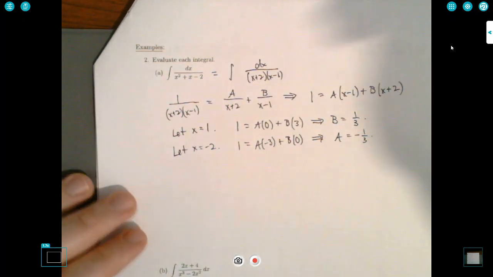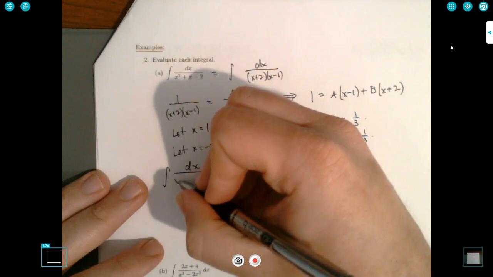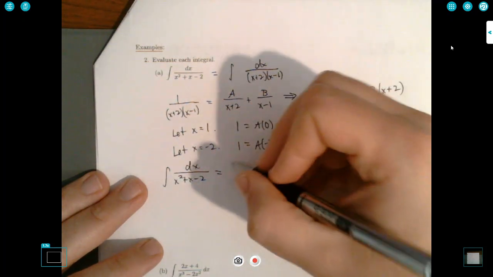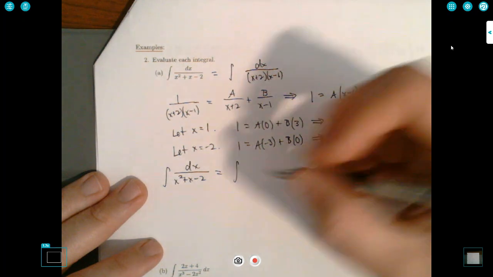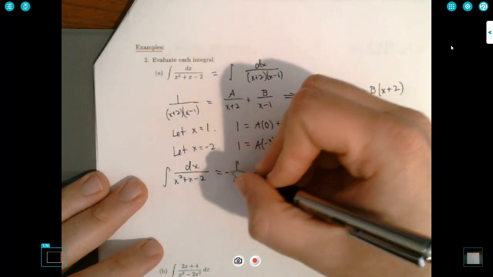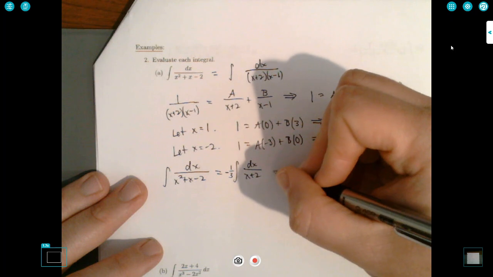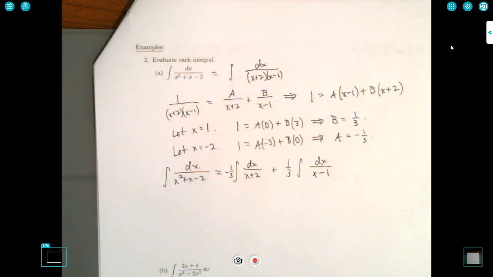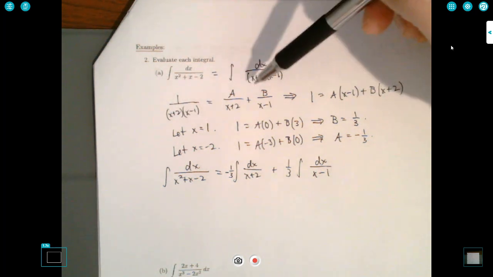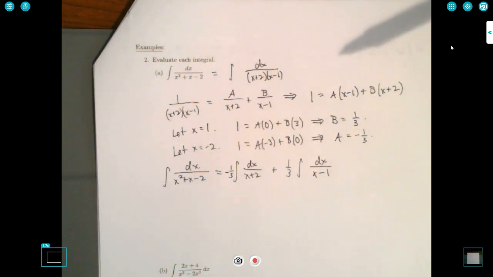So then what we end up with is this. This integral is really the same thing as, I'm going to put b first, it doesn't matter. I'm just going to pull out the coefficient though. So I'm going to call it -1/3 times dx over x plus 2 plus 1/3 times dx over x minus 1. Because 1 over x plus 2 times x minus 1 is equal to negative 1/3 over x plus 2 plus 1/3 over x minus 1. And so I've just split the integral, but the rest is history.